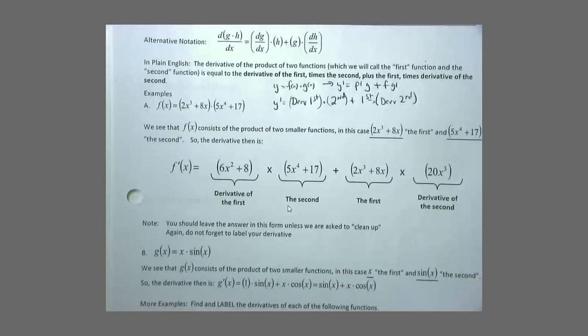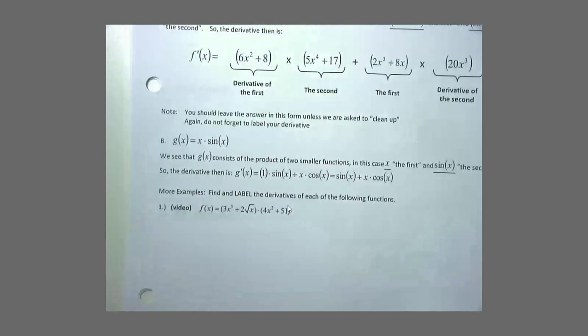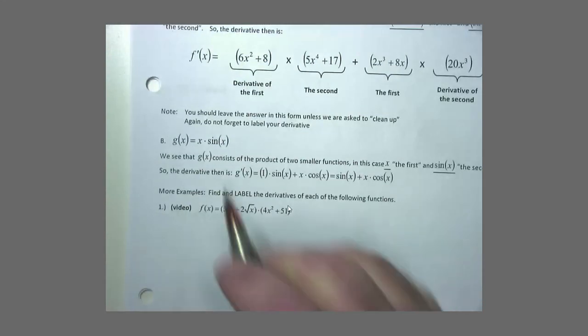It's this alternating derivative thing. You take the derivative of the first times the second, plus the first times the derivative of the second. You alternate the derivatives. Okay? So here's another classic one right here. See if you guys have these formulas memorized yet.